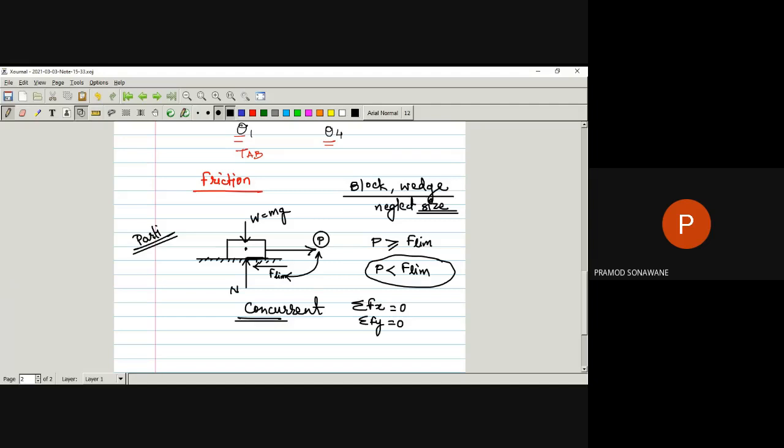While analysis of friction, it is our consideration that all the forces are passing through its centroid. This is our assumption and we analyze the structure.